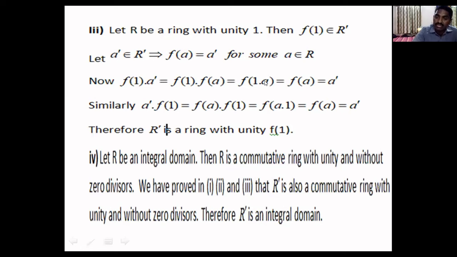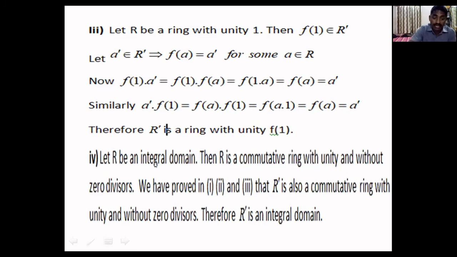Here 1 dot A is A itself, since 1 is a unit element in a ring R. A also belongs to R, 1 also belongs to R. Therefore 1 into A is A itself. F of A is equal to A dash. Similarly, A dash into f of 1 is also A dash. Therefore, R dash is a ring with unity f of 1, because A dash into f of 1 is equal to A dash, which means f of 1 is the unit element in the ring R dash.